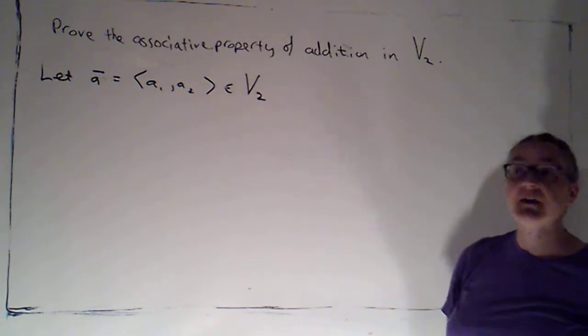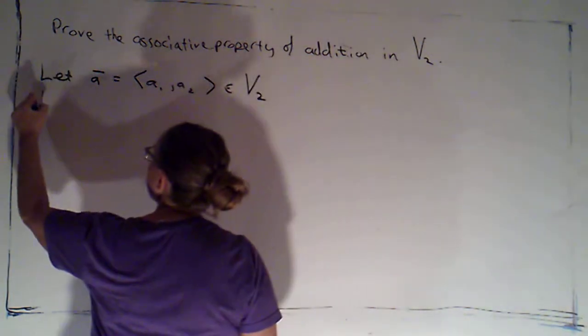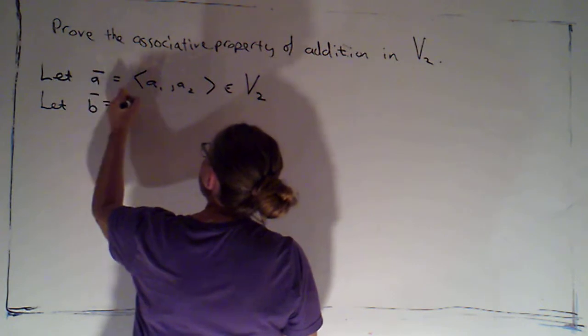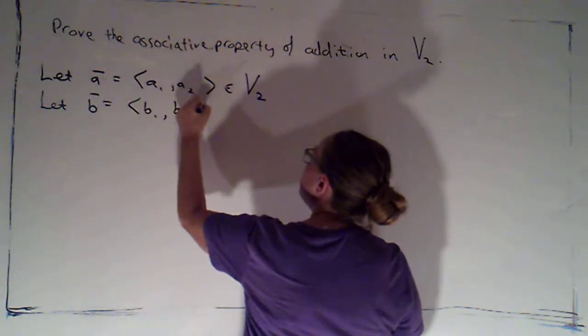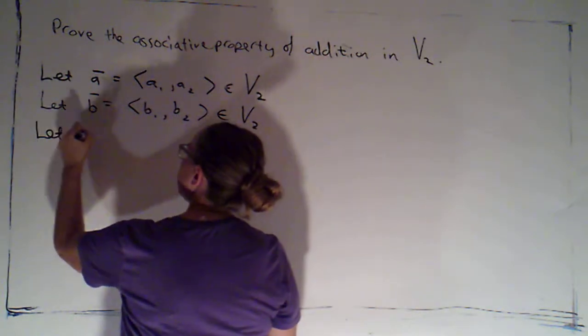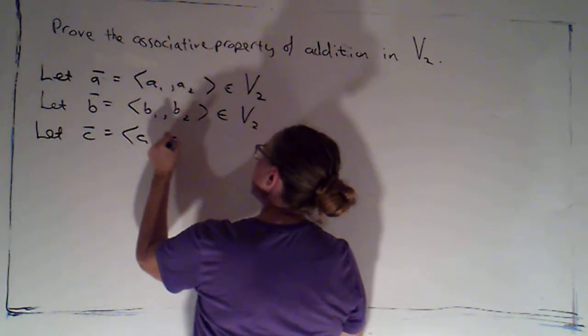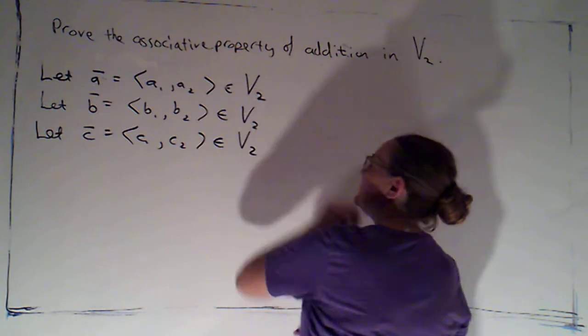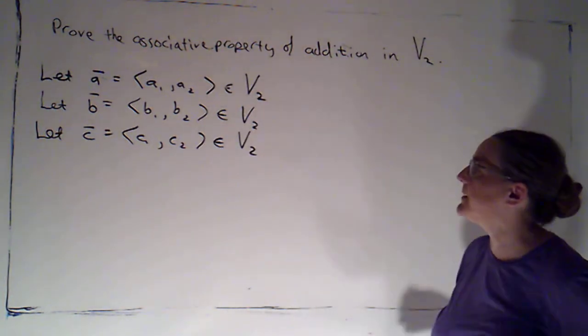I'm going to do the same thing for my other 2 vectors. Okay, so let's let B be (B1, B2). That's also an element of V2. And let's let C be (C1, C2). That's also in V2. Okay.